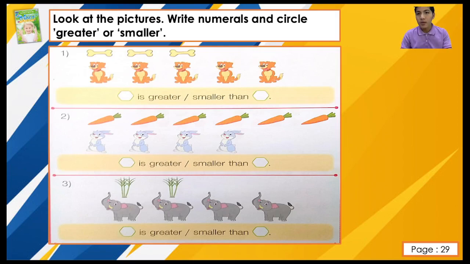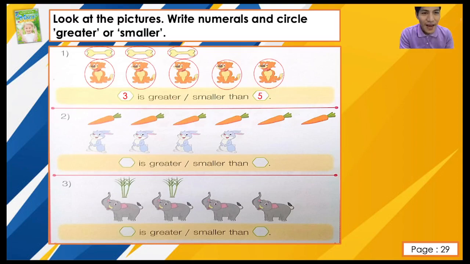Let's count the bones. 1, 2, 3. There are 3 bones. You will write number 3 in the first box. Now let's count the dogs. 1, 2, 3, 4, 5. So you will write 5, grade 1.